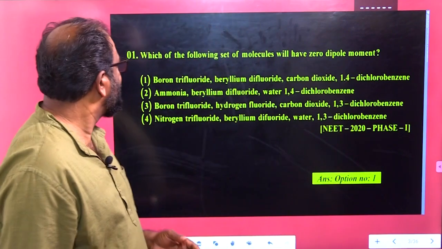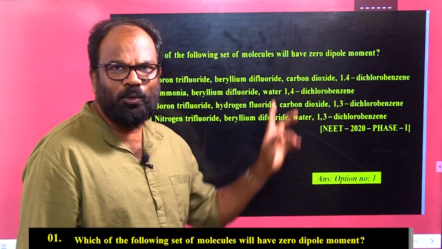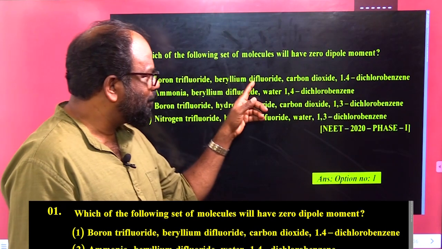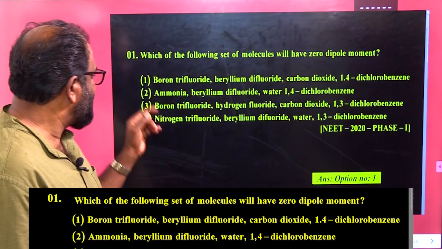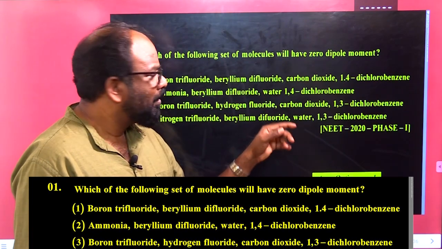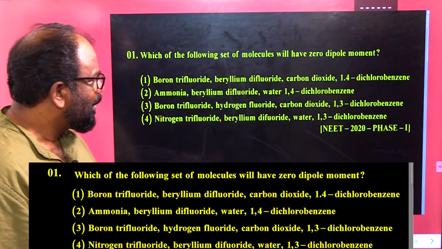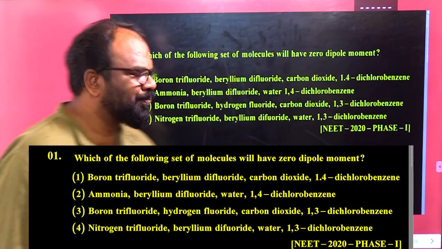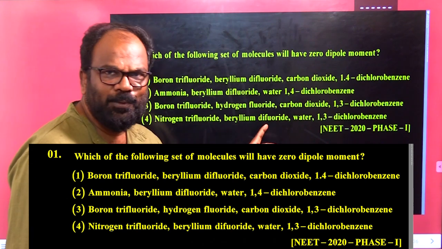Question number 1. Which of the following set of molecules will have zero dipole moment? Option number 1, boron trifluoride, beryllium difluoride, carbon dioxide, 1,4-dichlorobenzene. Option number 2, ammonia, beryllium difluoride, water, 1,4-dichlorobenzene. Option number 3, boron trifluoride, hydrogen fluoride, carbon dioxide, 1,3-dichlorobenzene. Option number 4, nitrogen trifluoride, beryllium difluoride, water, 1,3-dichlorobenzene.